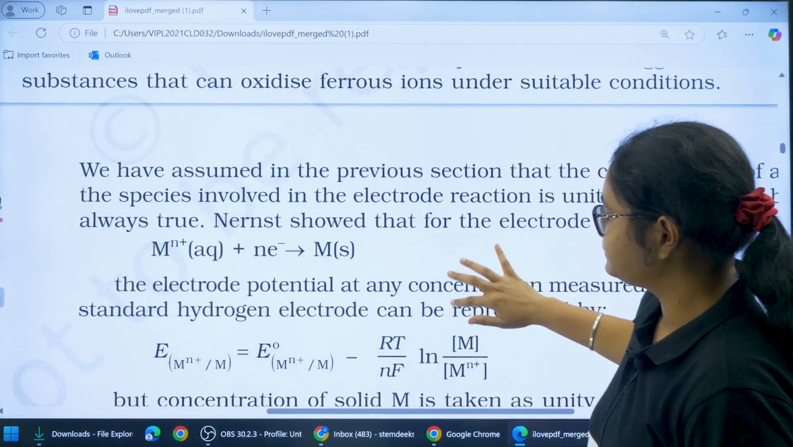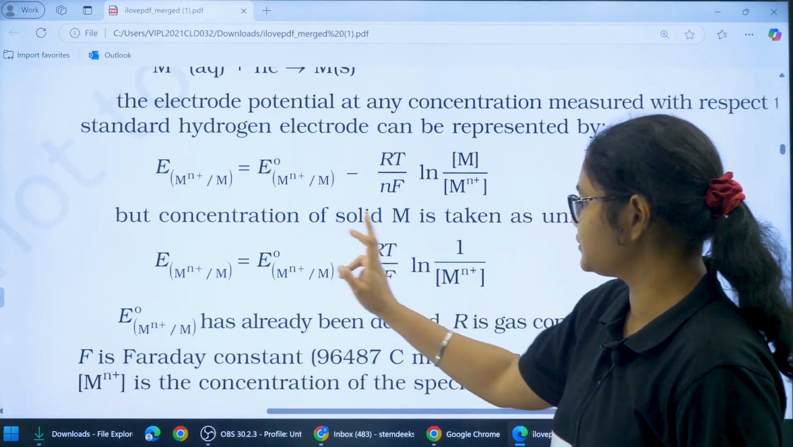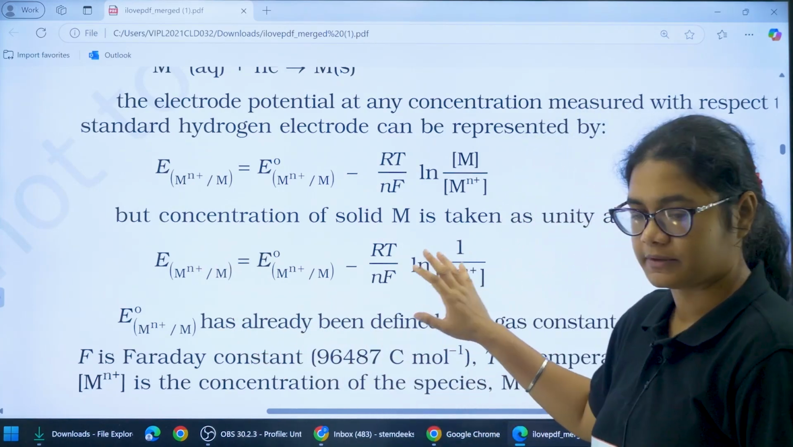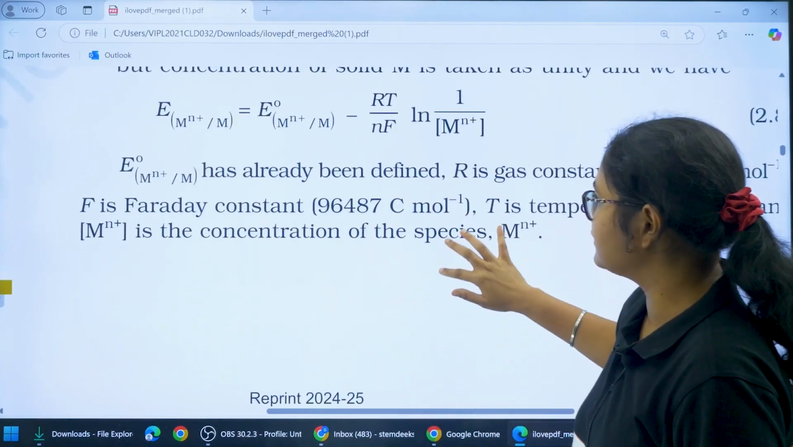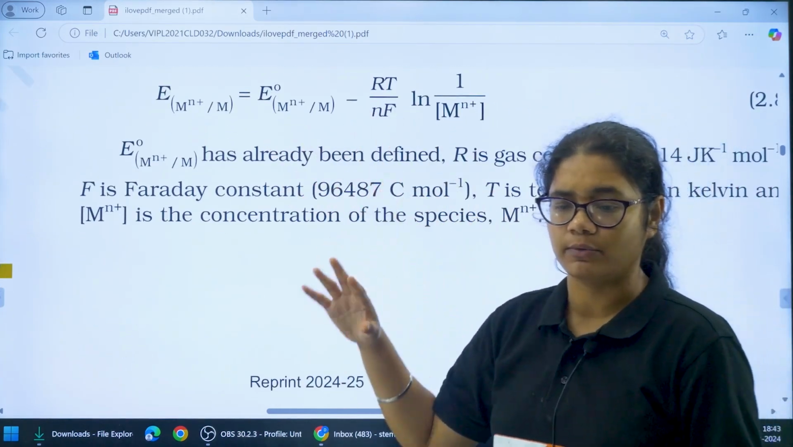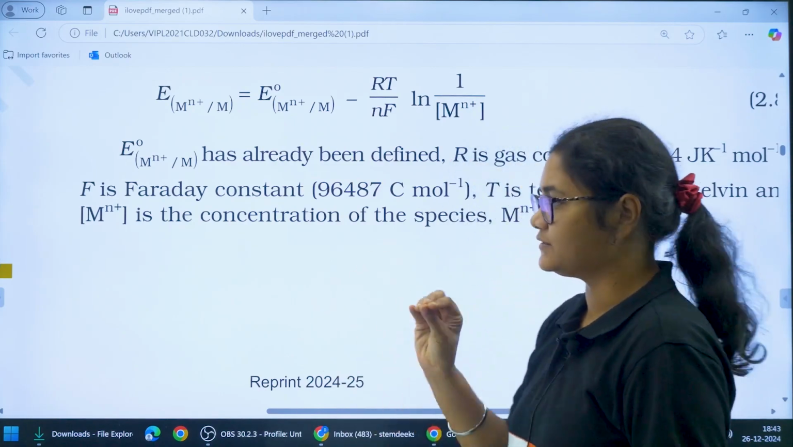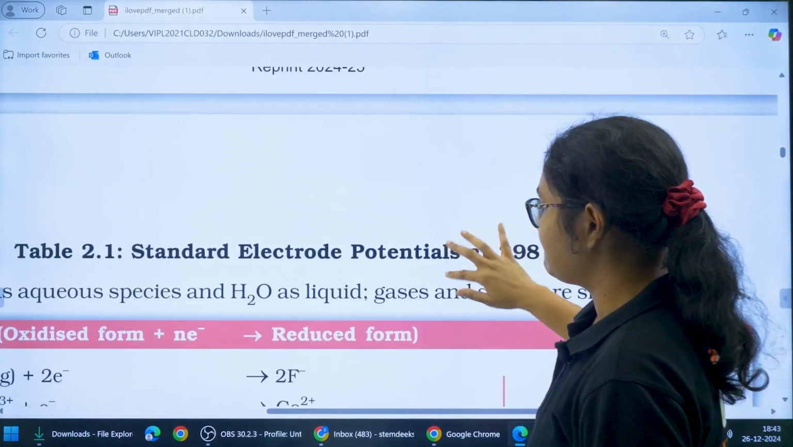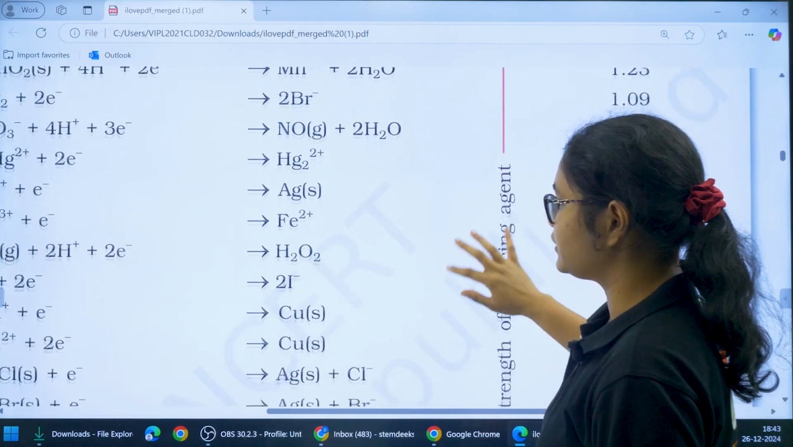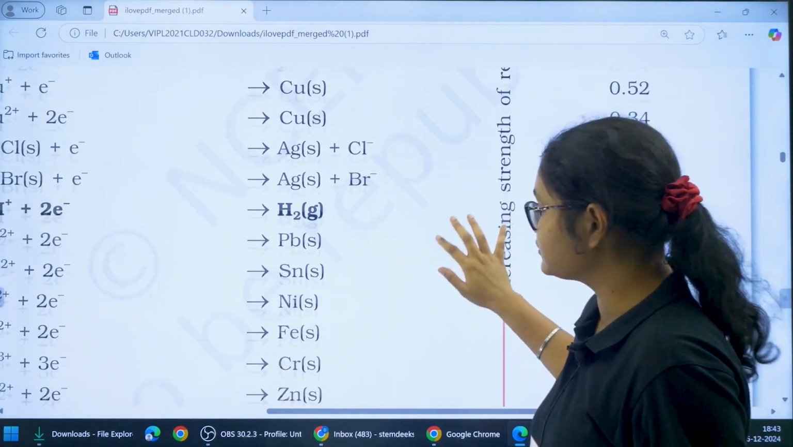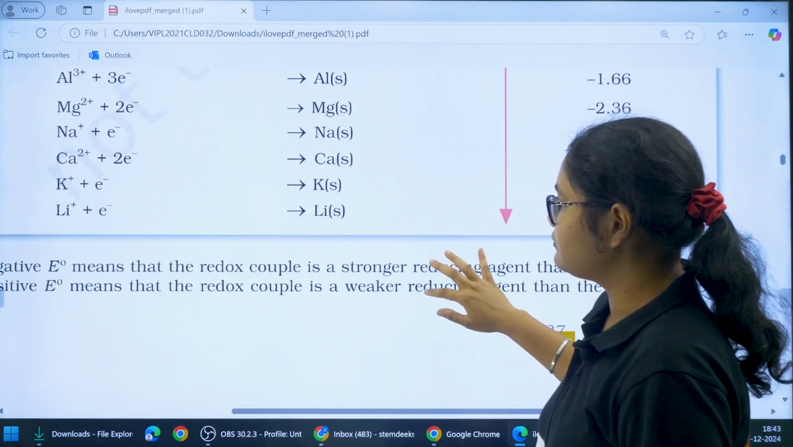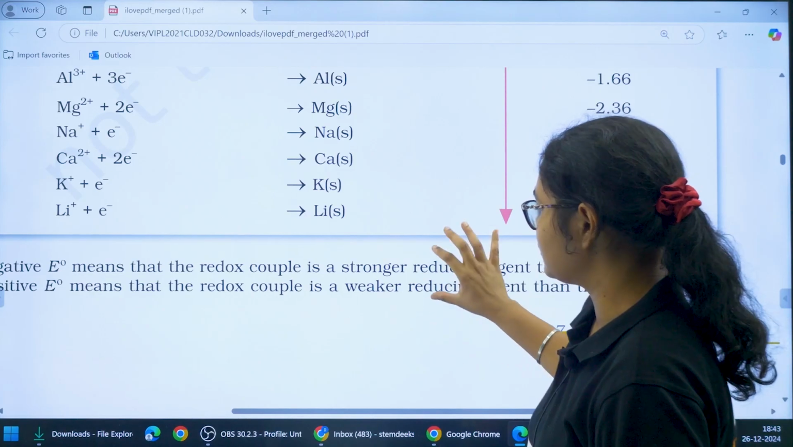Now coming to the Nernst equation, please remember how to write the Nernst equation. I think all of you know this because we have solved so many questions on the Nernst equation. Next, this is the standard reduction potential. You don't need to remember the reduction potentials, just remember that for the hydrogen electrode it is 0.